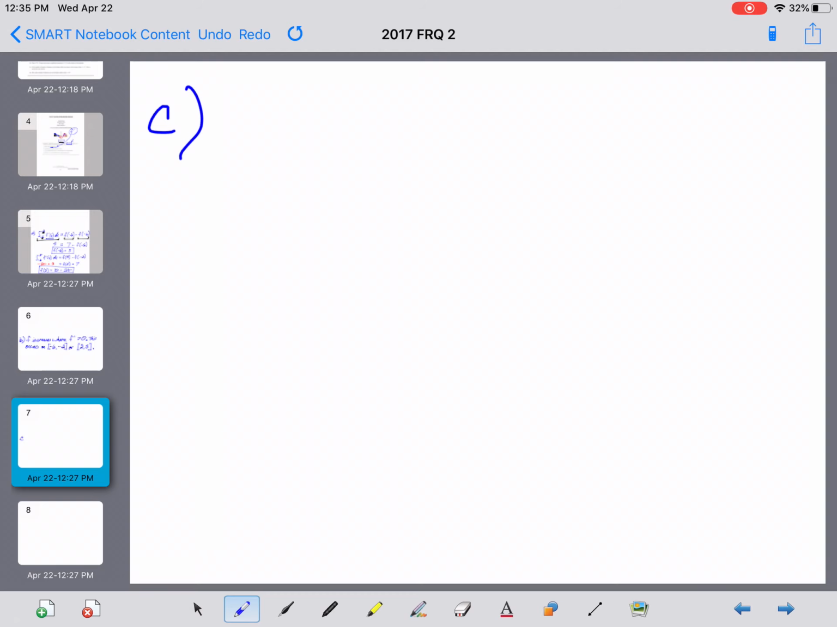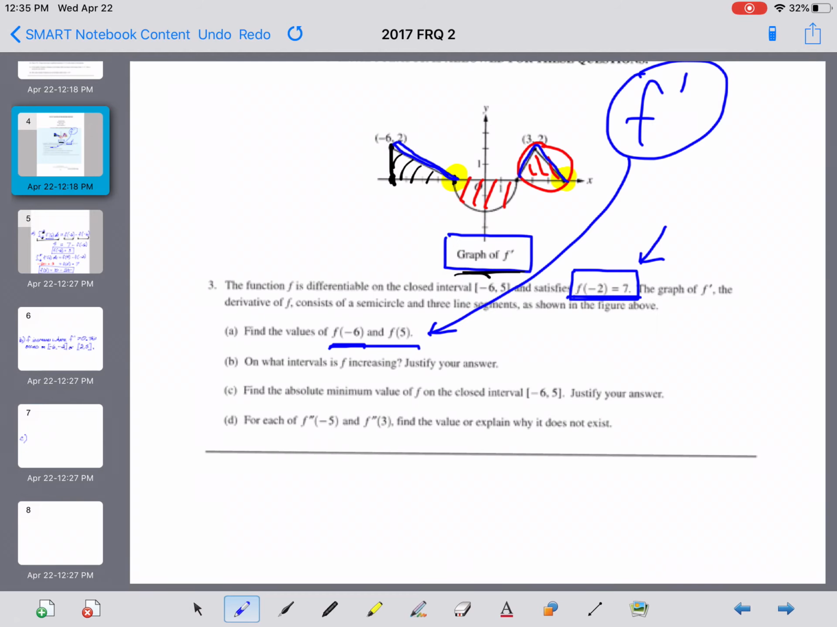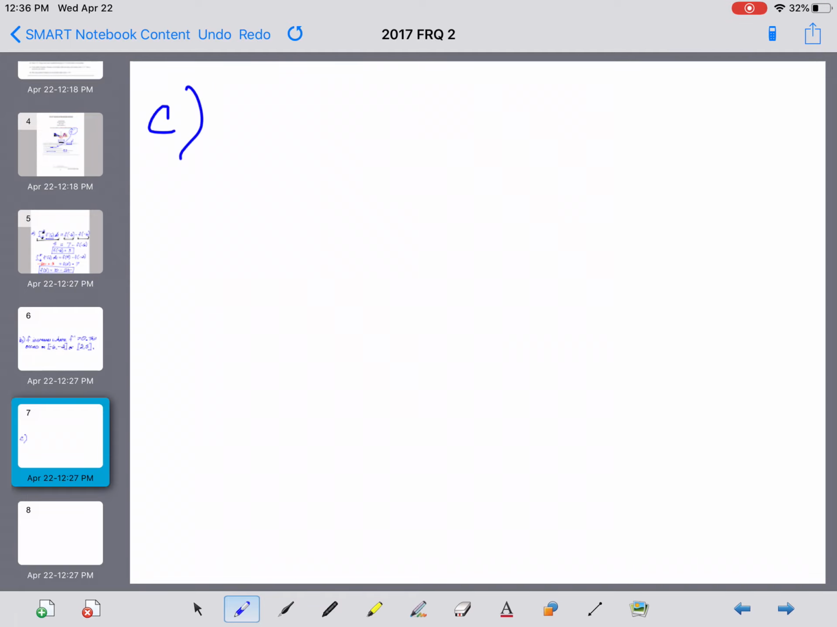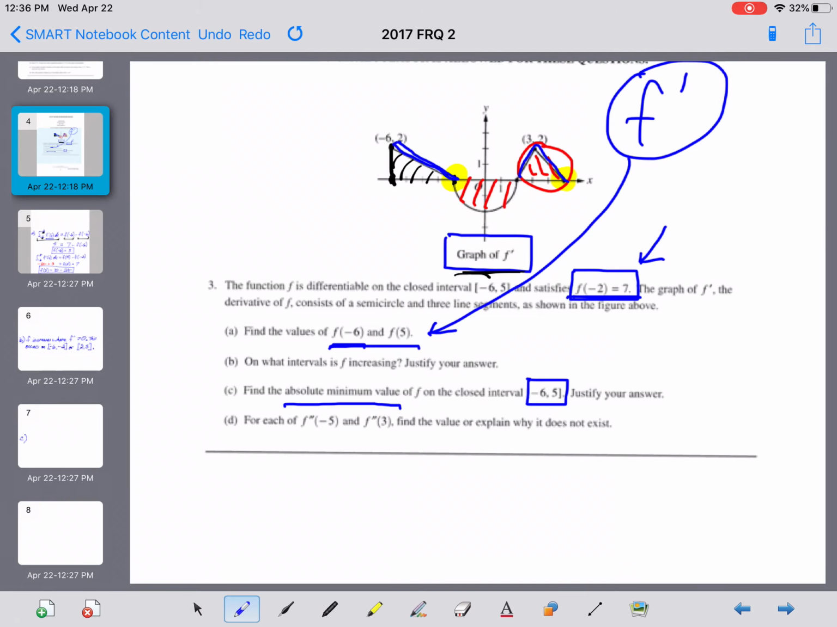Let's take a look at C. In this problem, they want to know the absolute minimum value. As soon as you hear the phrase absolute minimum or absolute maximum, we should know what we need to do right here. An absolute min or an absolute max, which is called an extreme value in general, can only occur at either a critical point or an endpoint. Well, we know where our two endpoints are right here at -6 and 5, but we also need to find critical points. So to find a critical point here, in C, we need to take, let's double check, we were looking for a minimum value of f.